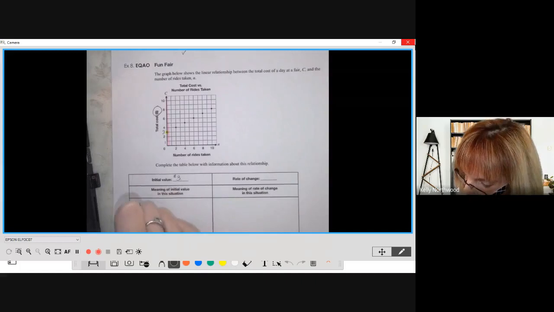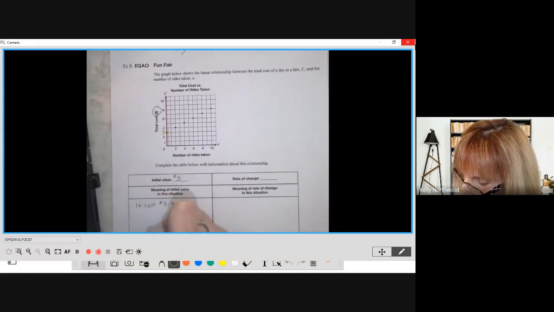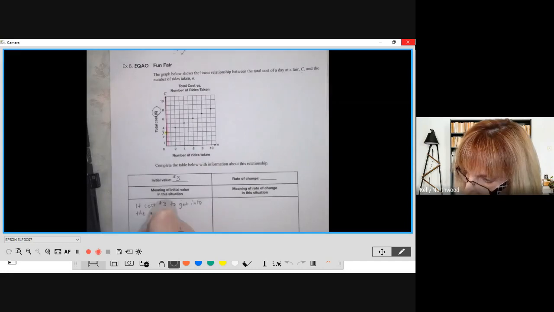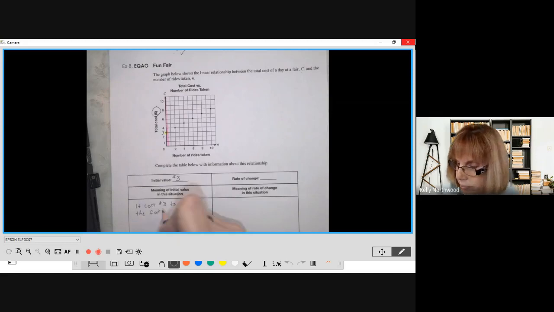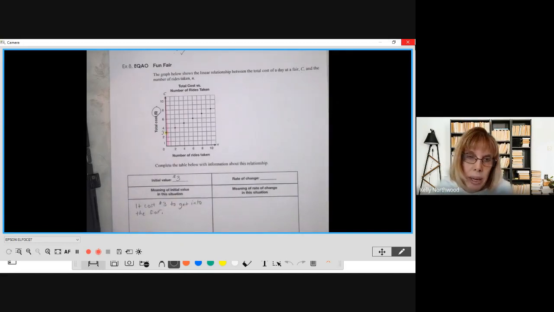I'm going to say it costs $3 to, you can either say to get in to the fair, or you could say it costs $3 for parking, as long as it's something that you would only pay once that makes sense. Okay. Entrance fee, I've seen people write.